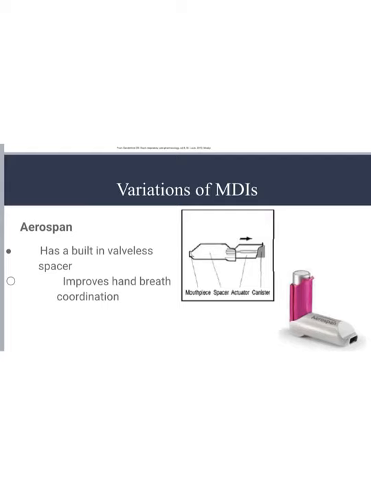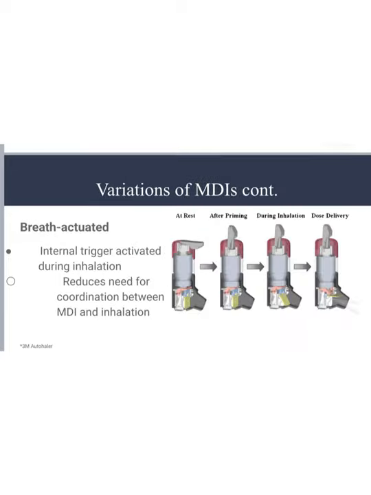So there have been several variations of MDIs. The Aerospan has a valveless spacer, and we'll talk more about spacers in a few minutes. So this is a valveless spacer. It is supposed to help improve hand-breath coordination. This is the spacer here, and then the canister and the actuator inside here. So when they press it, it will slow down the medicine into this spacer.